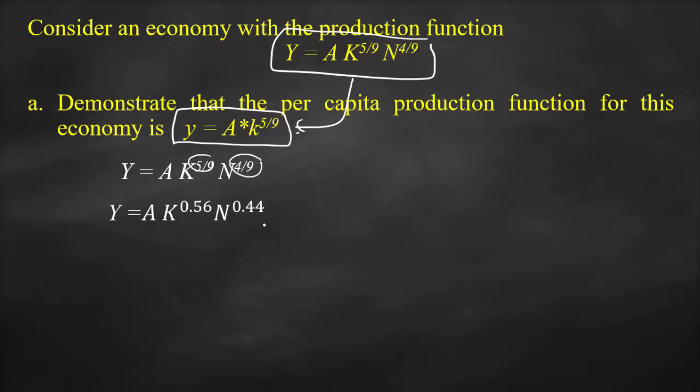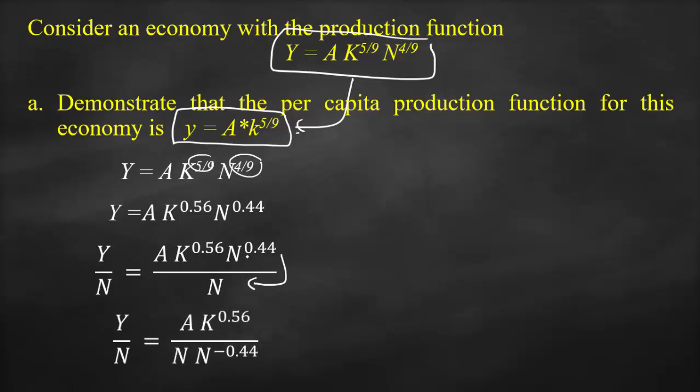Then I need to divide by labor. So I will get Y divided by N, and on the other side, I will divide by N as well. So here I have N in the numerator and N in the denominator. I need to take N from the numerator to the denominator by swapping the sign. So I can write it as Y divided by N equals A multiplied by K to the power 0.56 divided by N to the power 1 multiplied by N to the power minus 0.44. Since I have the same variable and different powers, I will get the summation of the powers. So N to the power 1 minus 0.44 will give us N to the power 0.56.